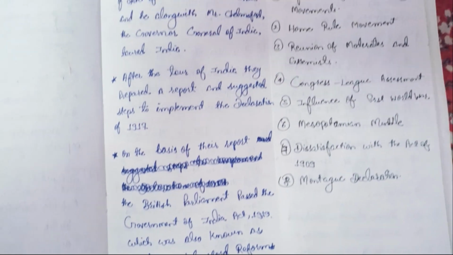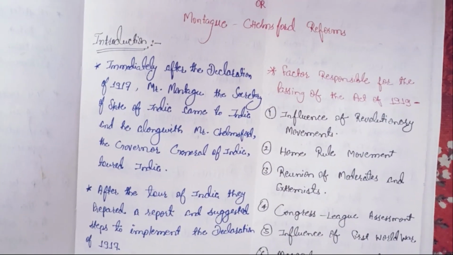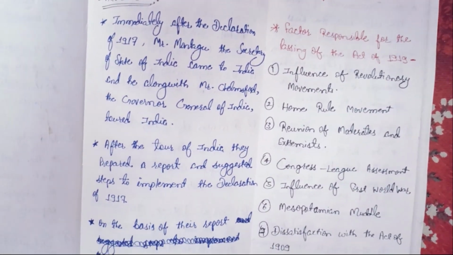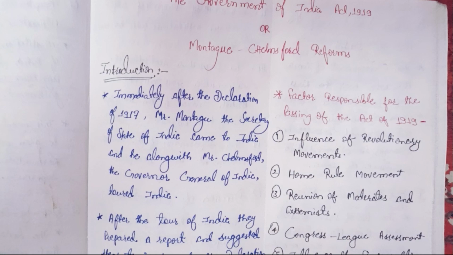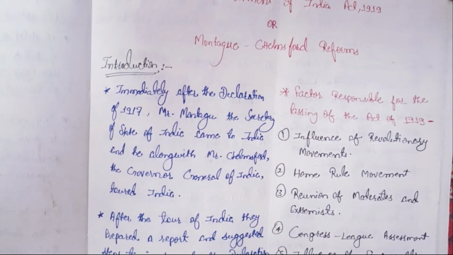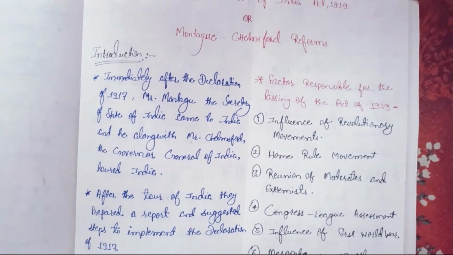So for now, let's stop here. In the next video, we will see the Government of India Act 1909 or Montague-Chelmsford reforms, in which diarchy was introduced, as we have seen before. That led to the introduction of diarchy in India.